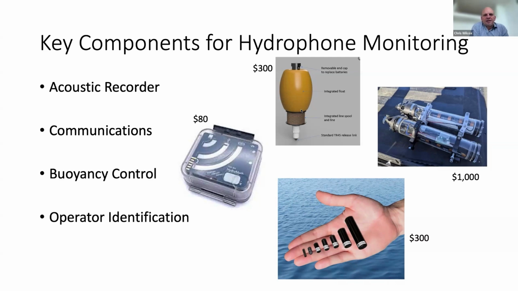Then there's the question of buoyancy control. So do you need to have this thing on the bottom, and how do you bring it up and put it down? It's about $300 for that float that you see with a spool of rope, and it has a thing called an acoustic release. So you send a message down to this float, and it lets go of its mooring and comes up on that rope. And I'll talk more about that in a minute.